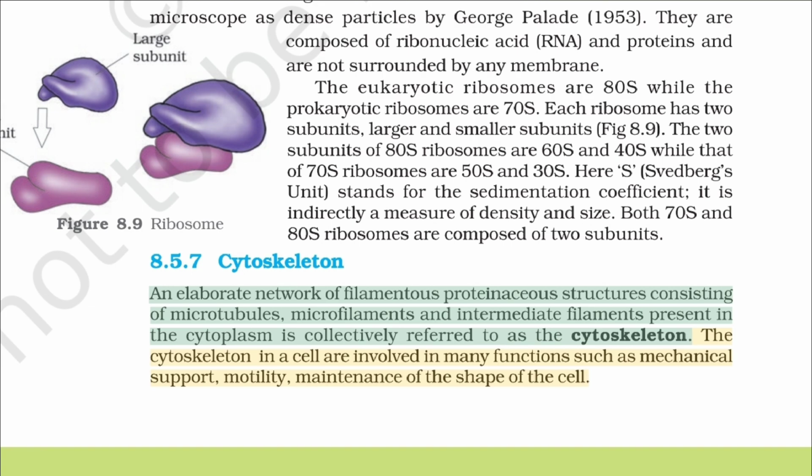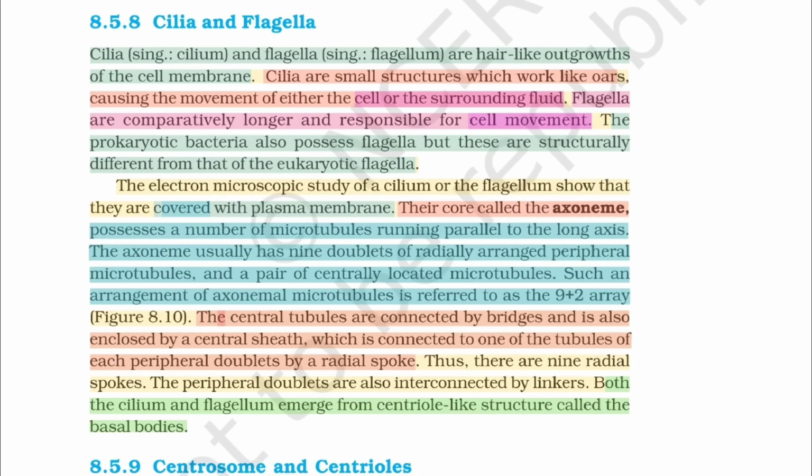8.5.7. Cytoskeleton. An elaborate network of filamentous proteinaceous structures consisting of microtubules, microfilaments and intermediate filaments present in the cytoplasm is collectively referred to as the cytoskeleton. The cytoskeleton in a cell is involved in many functions such as mechanical support, motility, and maintenance of the shape of the cell.